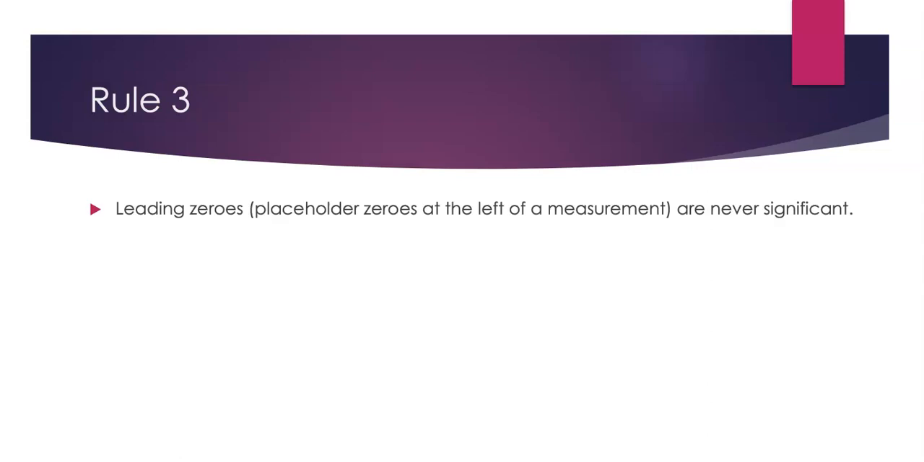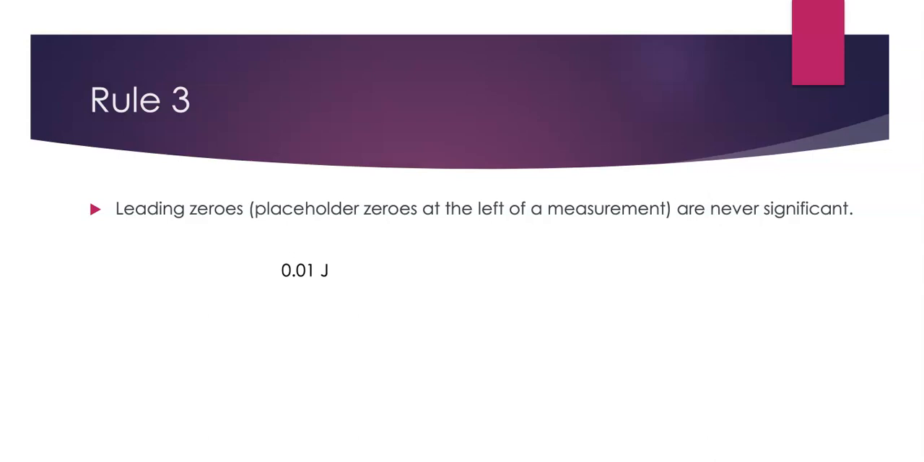Rule 3 deals with what I call leading zeros. Now, these are placeholder zeros, but specifically, they're placeholder zeros at the left of a measurement, and they're never significant. Now, we would only typically write these with very small numbers where there's a bunch of zeros and a decimal point, and then our non-zero digits. We don't normally write leading zeros with large numbers that are greater than 1.